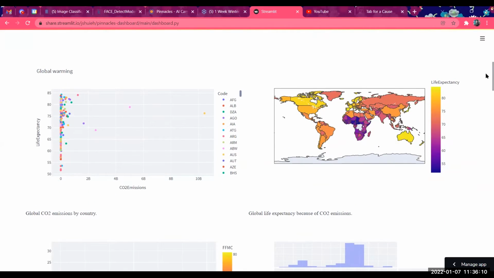Then the second graph basically explains global CO2 emissions by country. And you would expect that a country with a lot of CO2 emissions has a lower life expectancy, but in the graph, it's actually quite the opposite. And then the second map shows global life expectancy because of CO2 emissions. And in this case, Canada actually had the highest life expectancy.